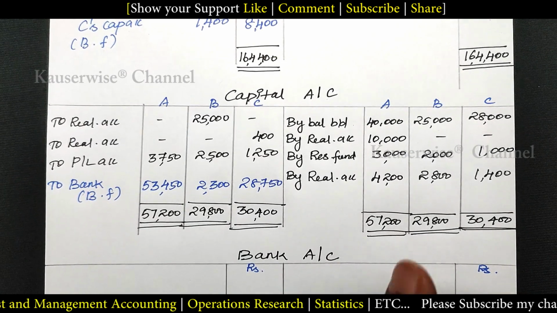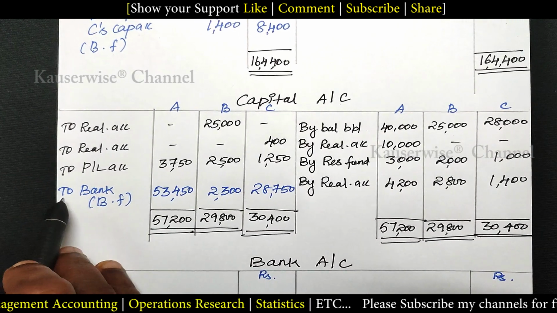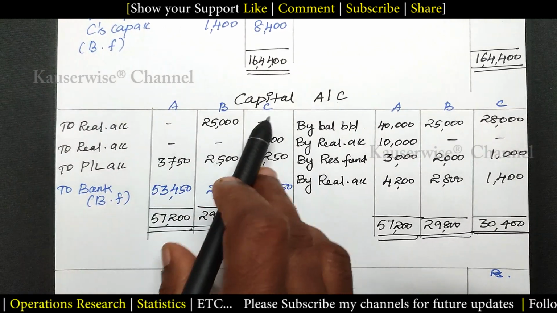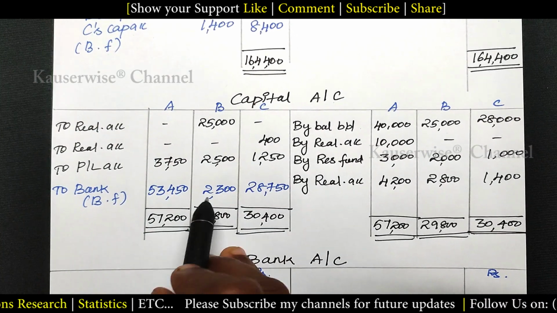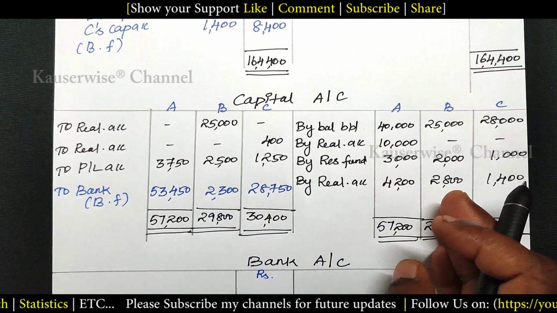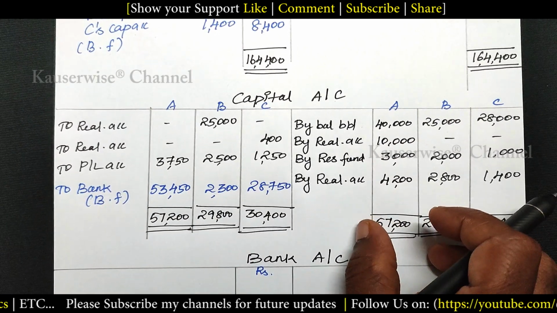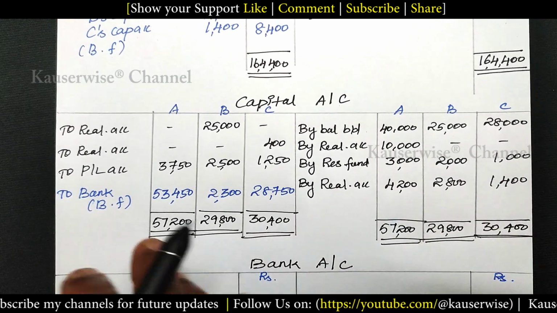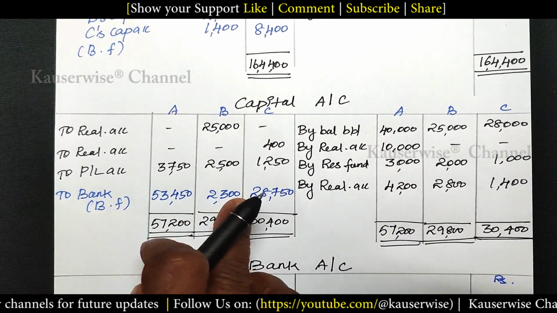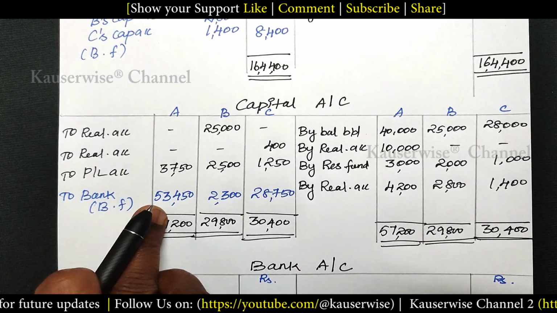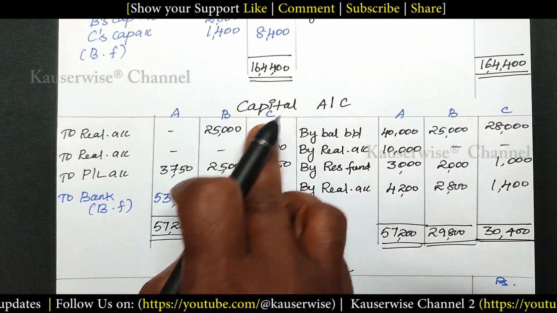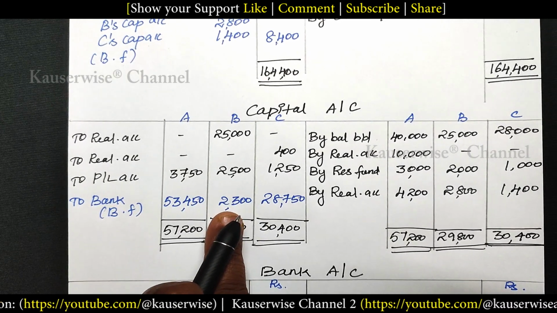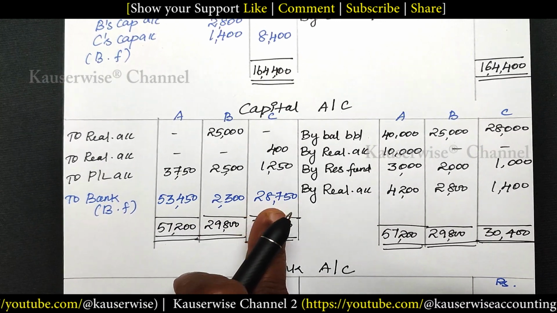If you get any balancing figure under the debit side, it is a final payment or final settlement made to the respective partners. If you get a balancing figure under the credit side, then the respective amount will be brought in by the respective partners. So in this problem, we have got a debit balance, a balancing figure under the debit side. So this is the final settlement made to the three different partners. How much? 53,450, 2,300 and 28,750.